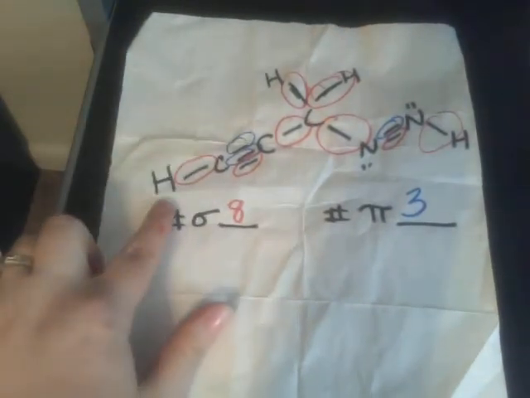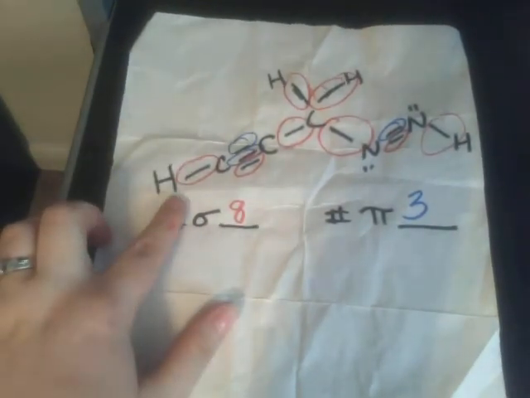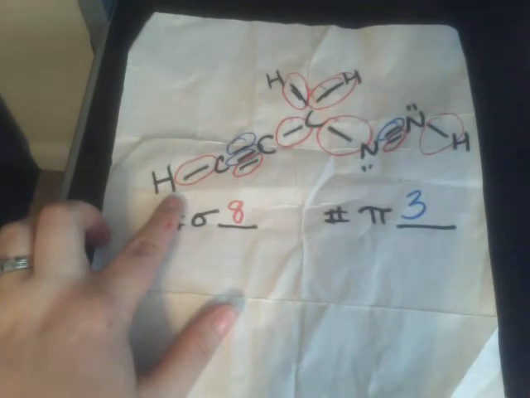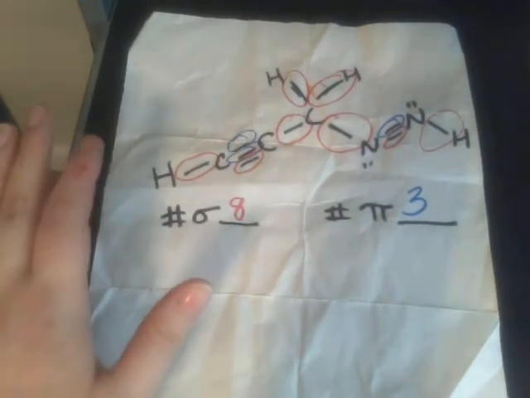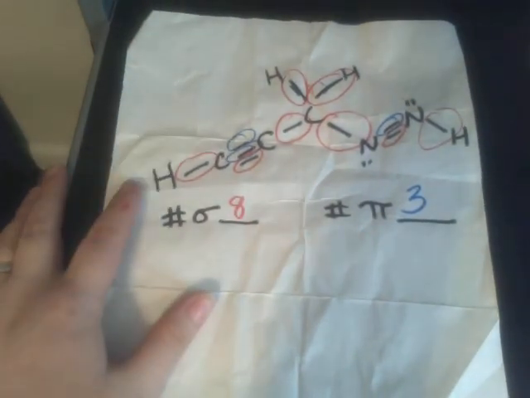All right. So that's how you count in a structure the sigma and pi. So we're actually going to learn the difference between sigma and pi when we go over hybrid orbitals. So keep an eye out for that video coming soon where we talk about hybrid orbitals, and it talks about the properties of sigma and pi bonds.